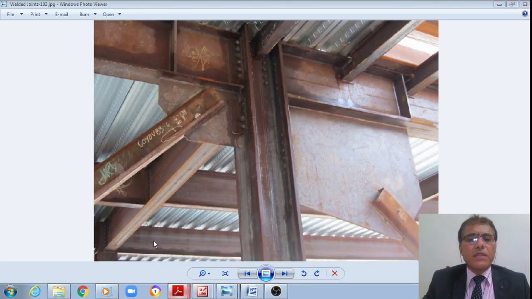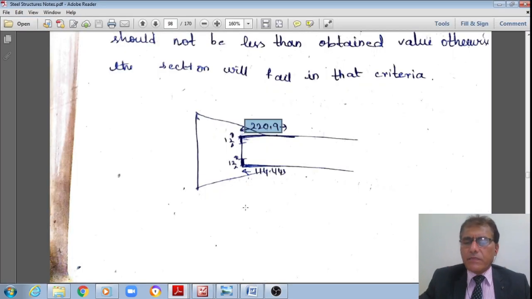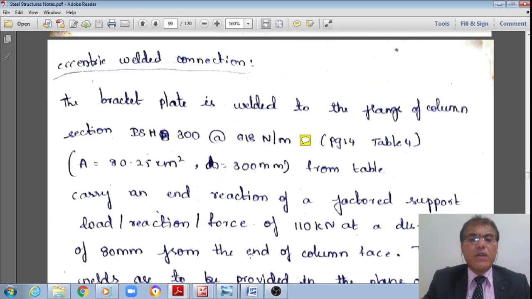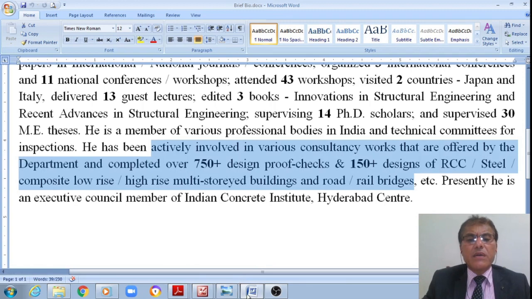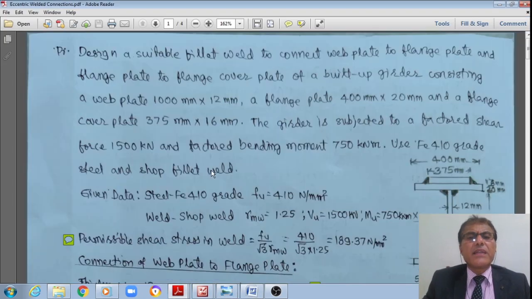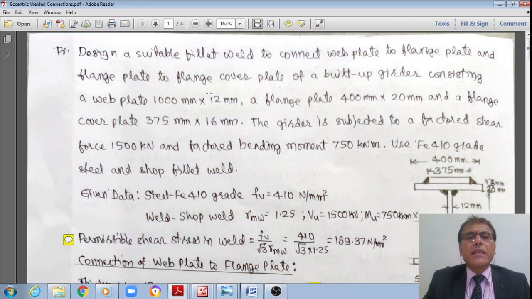Now let us move to the third problem, student, at a quicker pace, right? This was the second design. Now let me go to the other designs at a quicker pace. The next design is: design a suitable fillet weld to connect a web plate to a flange plate, and a flange plate to a flange cover plate, of a built up girder or built up beam, like this, right?